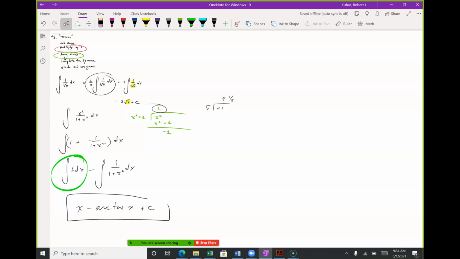Good. We're ready now to start doing our U-subs. So this is a piece I call undoing the chain rule.